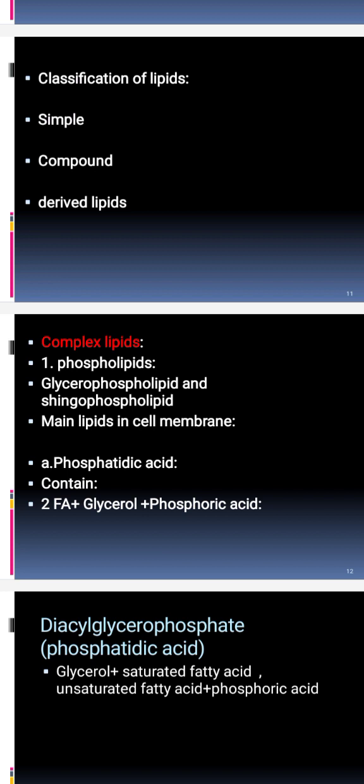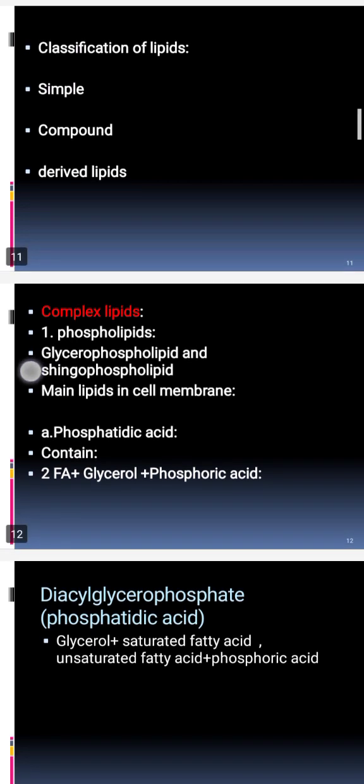So what are the phospholipids? Okay, so the complex lipids contain phospholipids, and the phospholipids are either glycerophospholipids or sphingophospholipids, and the phospholipids in general are the main lipid in the cell membrane. Okay, but the phospholipids have types. The first one, we can call it phosphatidic acid.